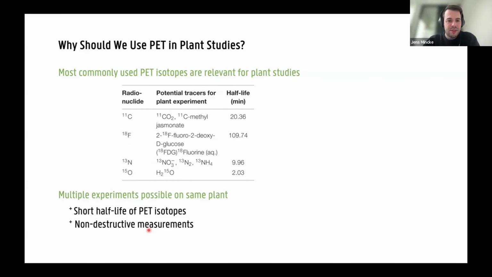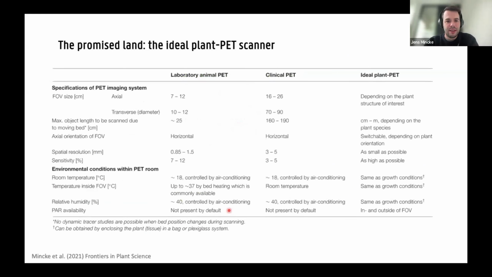Another advantage of why we should use PET to study plants is that these isotopes, all of these, have a short half-life. So they allow repeated measurements on the same plant. And there is also no need to kill the plant or destruct the plant afterwards. So this is a very big advantage of this technique.